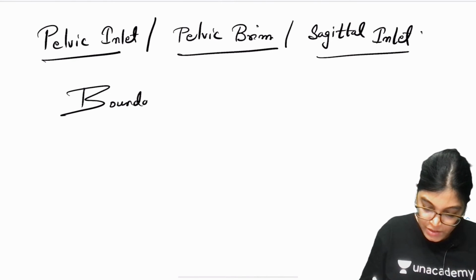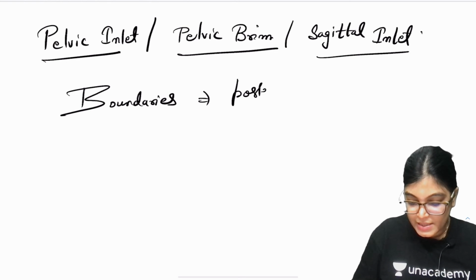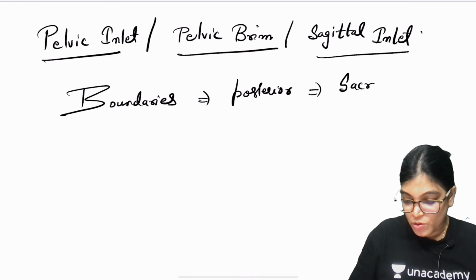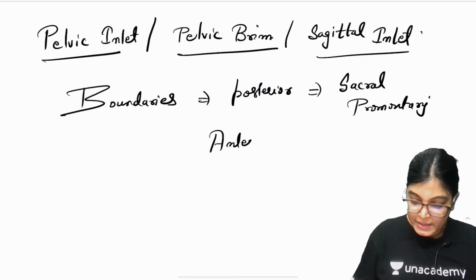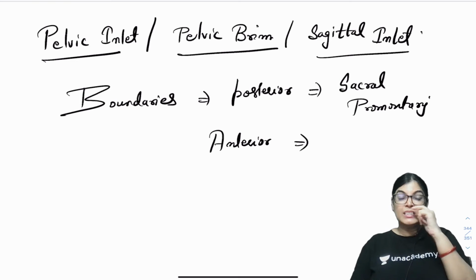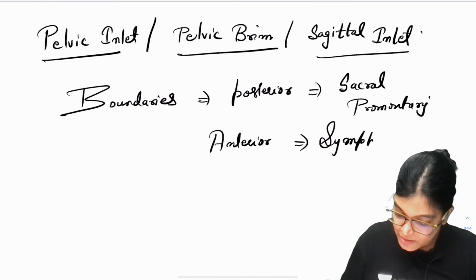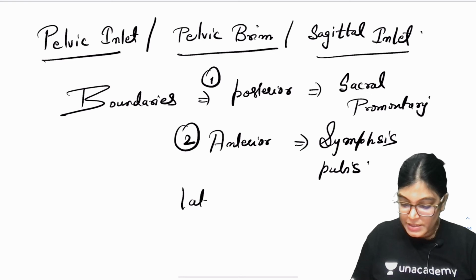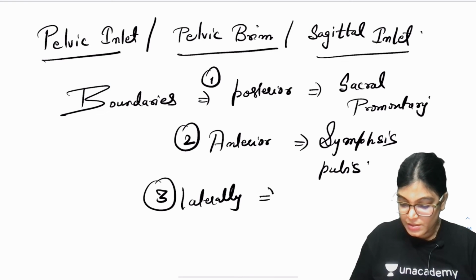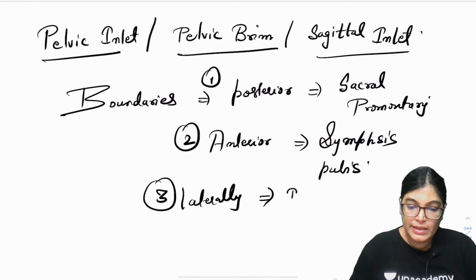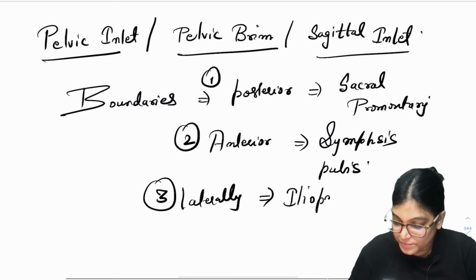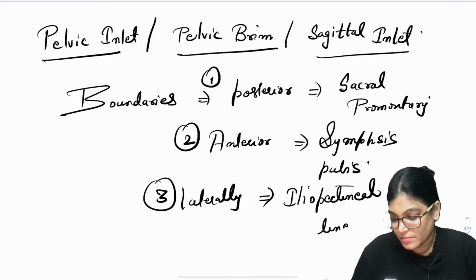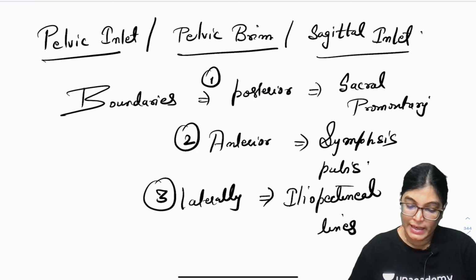Boundaries. So the boundaries are: posteriorly, the structure residing is the sacral promontory; anteriorly, the structure lying is the symphysis pubis, superior aspect of symphysis pubis; and laterally it is bounded by the iliopectineal line. So these are all the boundaries for the pelvic inlet, pelvic brim or sagittal inlet.